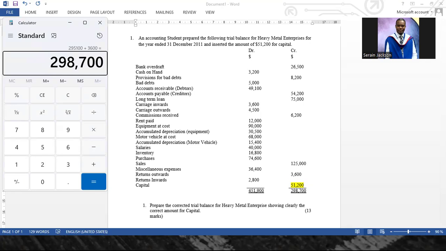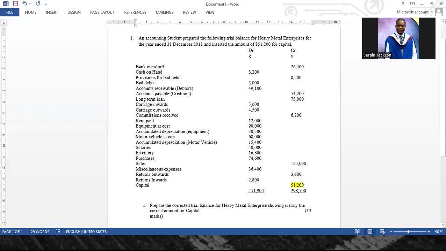So we go 451,900 minus 298,700. That would give us 153,200, which is now our capital figure. 153,200, and that is our capital figure. Now, this figure would be equal to 451,900 when added to the credit side. And as you can see, it is as simple as that. And you would have gotten your 13 marks.